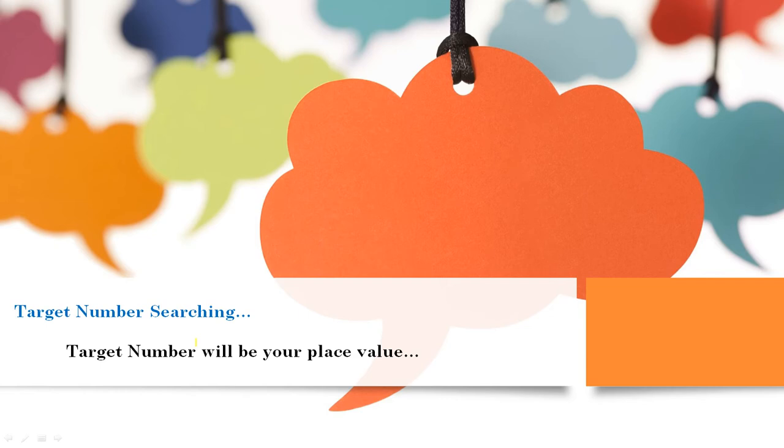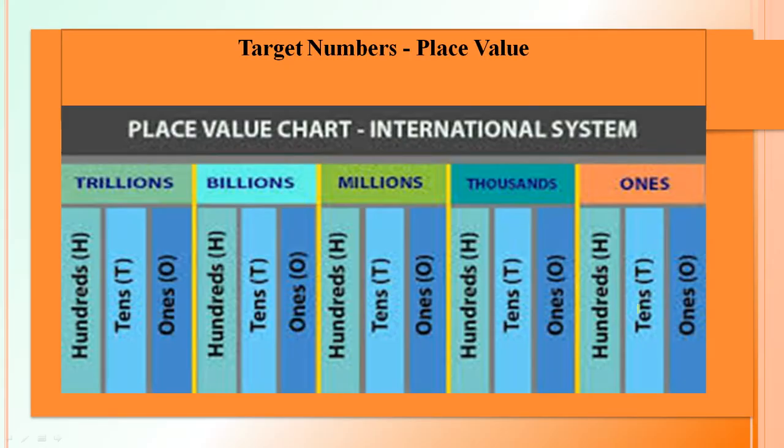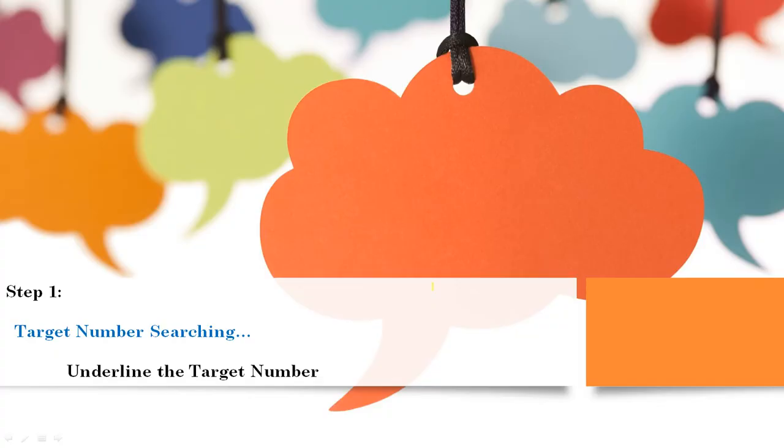Yes, and the next thing will be your place values. You remember the place values: 1, 10, 100, 1000, 10,000, 100,000, million, 10 million, 100 million, and so on. Yes, so keep two things in your mind. Now let's apply all the steps regarding rounding.